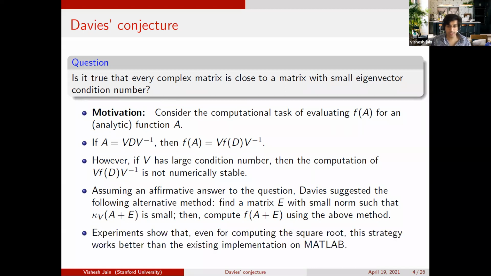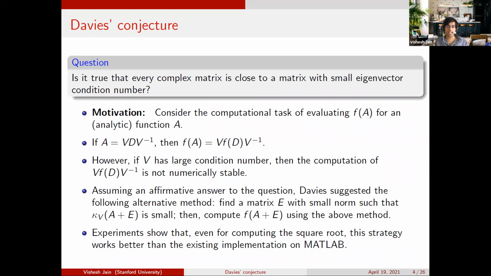And to lend some evidence in support of the strategy, I think he and some other people, and I apologize, I'm forgetting their names, ran some experiments. They saw that even for computing something like the square root of a positive semi-definite matrix, for at least certain examples of A, this strategy works better than whatever existing implementation was in MATLAB, at least in 2007.